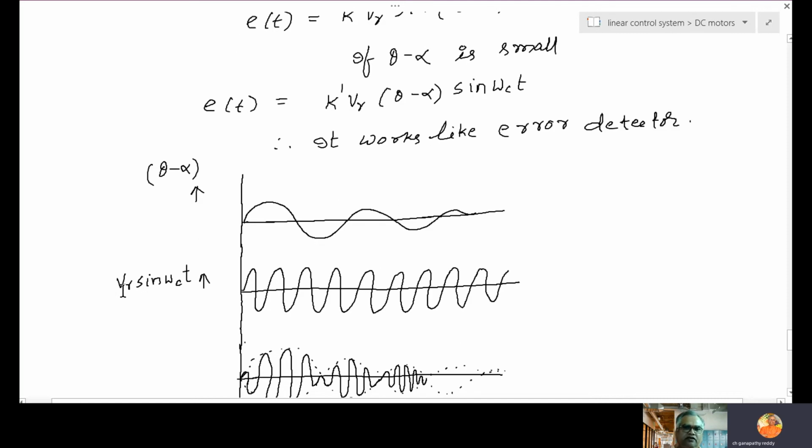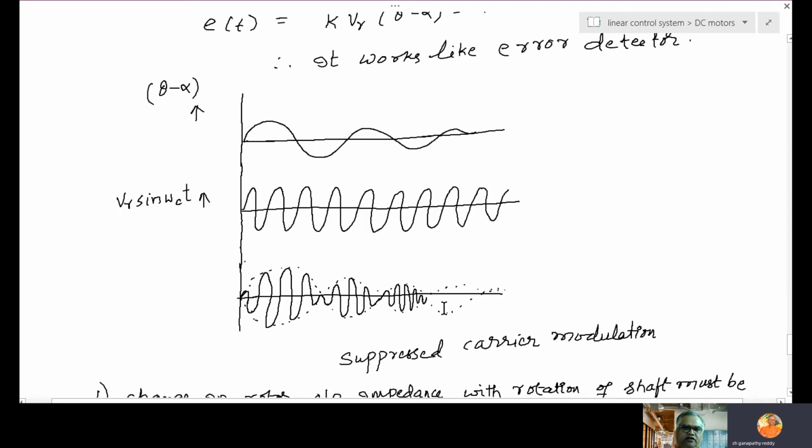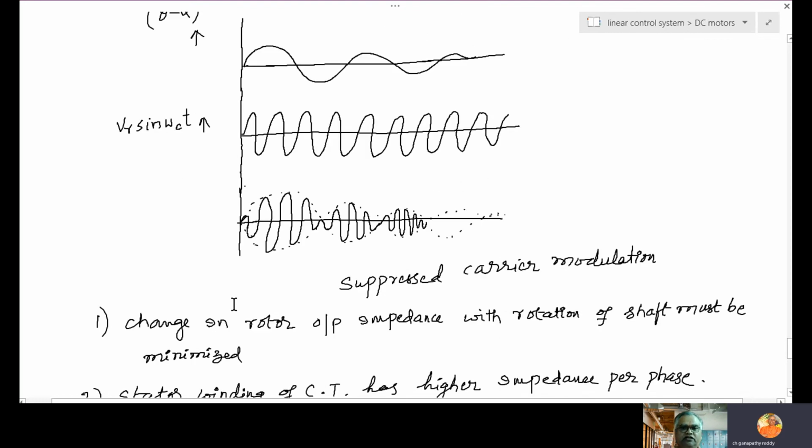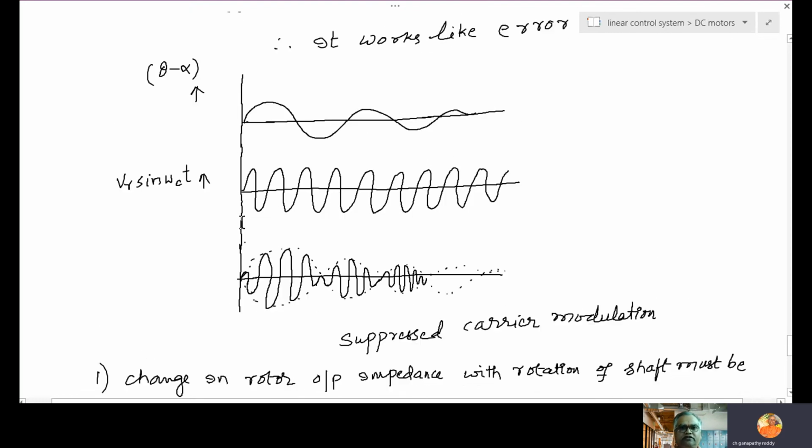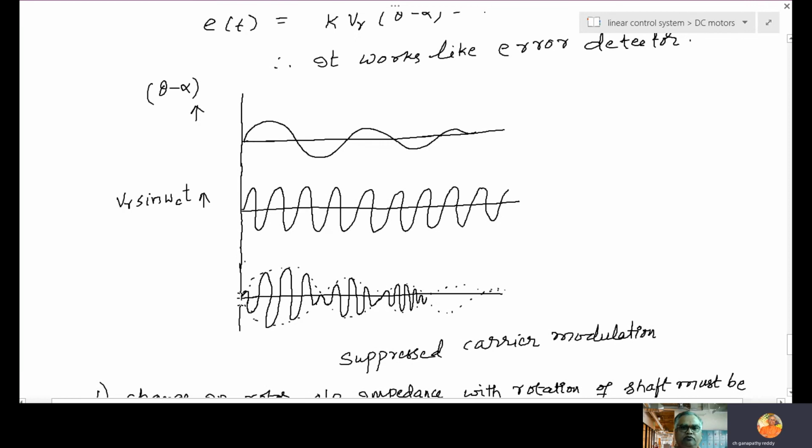So accordingly, this is the input carrier signal we are applying. The error signal we get looks like this. So if theta minus alpha is zero, output is zero. This is the positive portion, I did not draw it perfectly. It will go to a peak, again come to zero, again a peak, again zero, this duration. The next half cycle is this one, so you see the positive peak. We call this a suppressed carrier modulation.